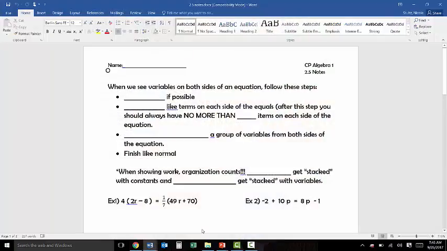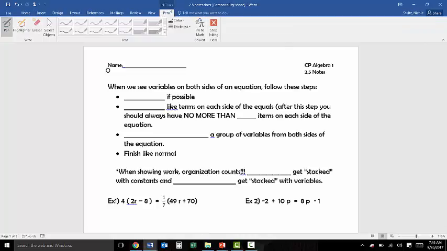Today we're going to solve equations that have variables on both sides and learn some tricks to deal with fractions, so hopefully that makes things a little bit easier. So when you see variables on both sides of your equal sign, you're going to follow these 4 simple steps. You're going to obviously distribute if you're able to. And then, as always, you're going to combine like terms.